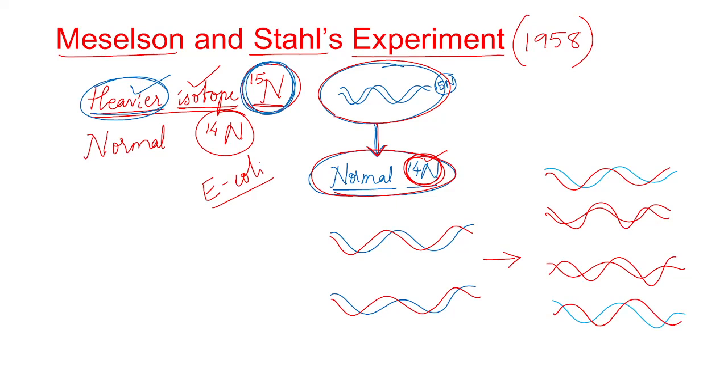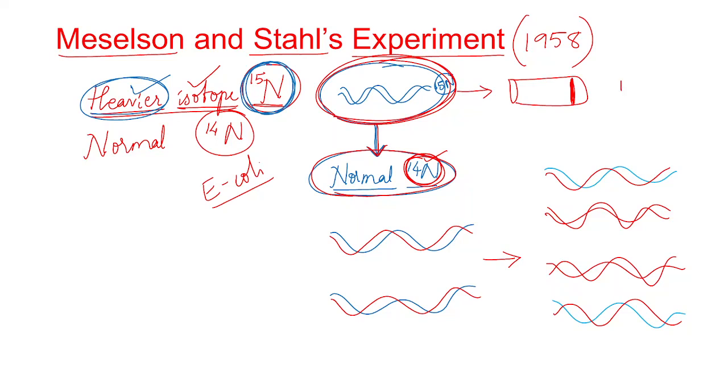So, when it is developed, they have done centrifugation of the same. They have done the density gradient centrifugation. When they have done the density gradient centrifugation, then what has happened? In the first generation bacterium, when they have done the centrifugation in the test tube, see here, if you consider this as the test tube, they have found the presence of DNA at the base of the test tube.